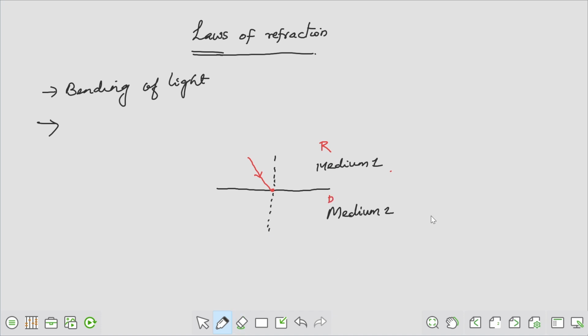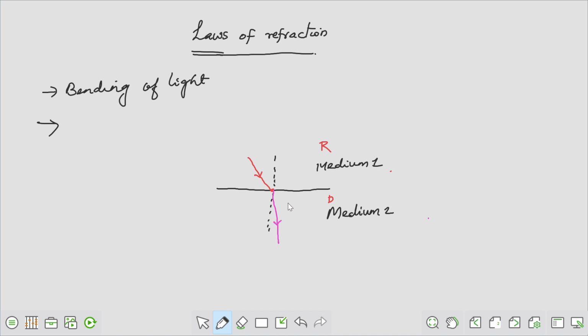In our previous module we learned what happens to a ray of light when it enters the denser medium. What do you think will happen? Exactly, the speed of light decreases. So what happens to the path of the light ray if the speed decreases? Very good, it bends towards the normal.